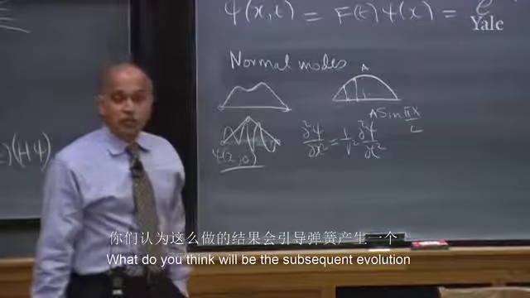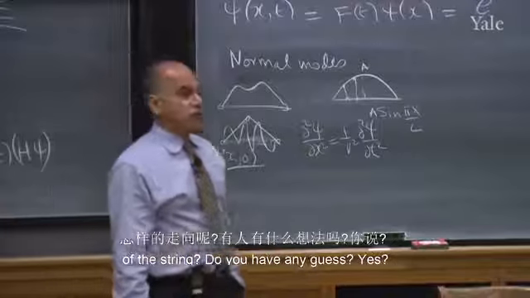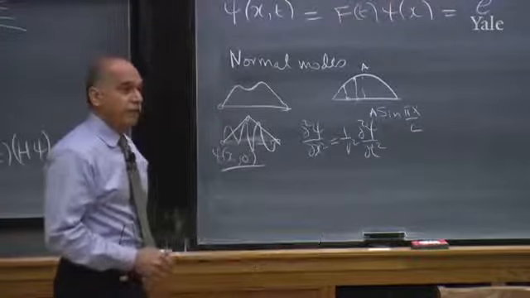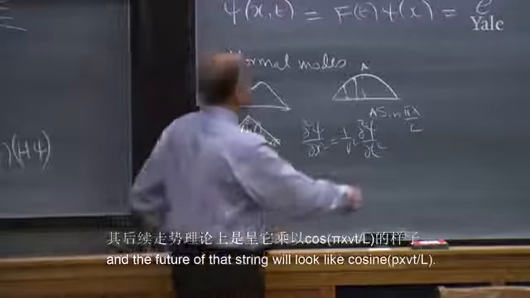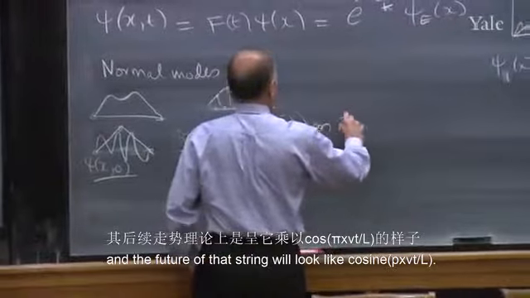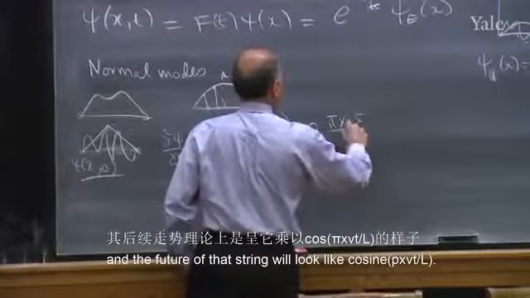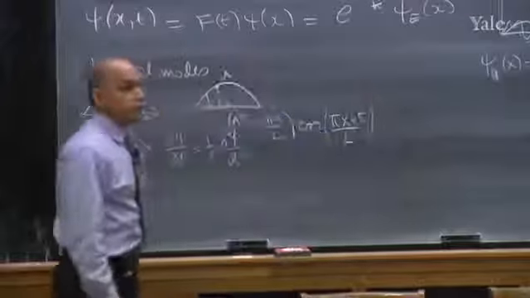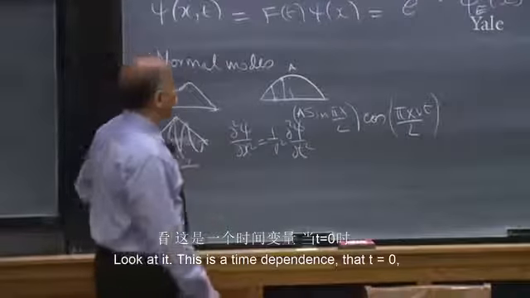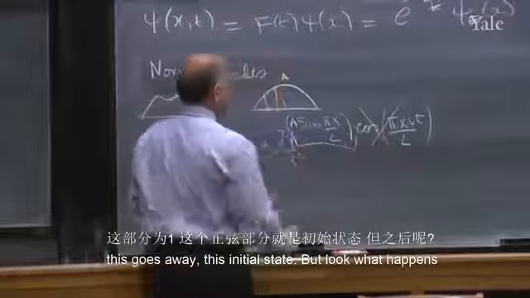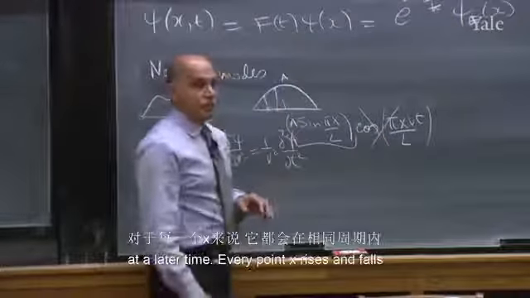What do you think will be the subsequent evolution of this string? You have any guess? Yep. It'll go up and down, and the future of that string will look like cosine pi x vt over L. Look at this. This is a time dependence. At t equal to 0, this goes away. This is the initial state. But look what happens at a later time.